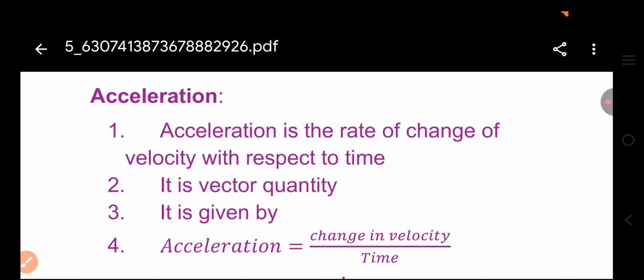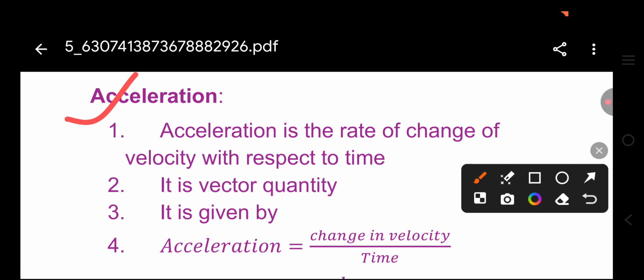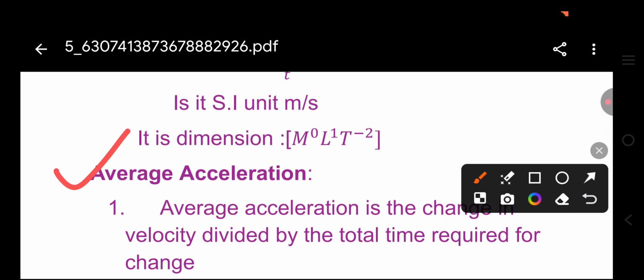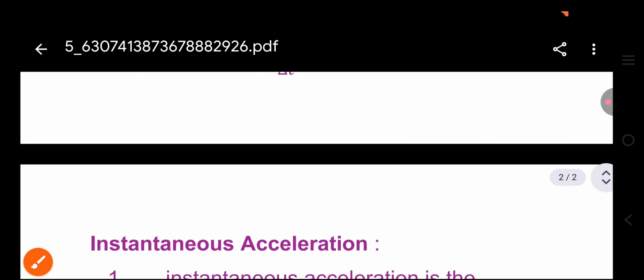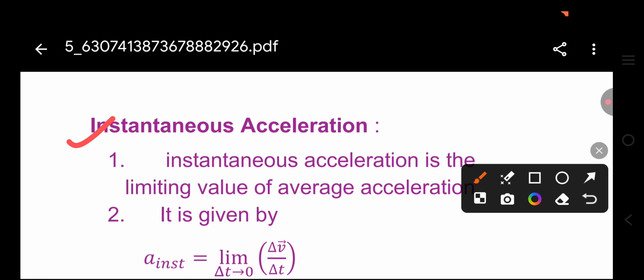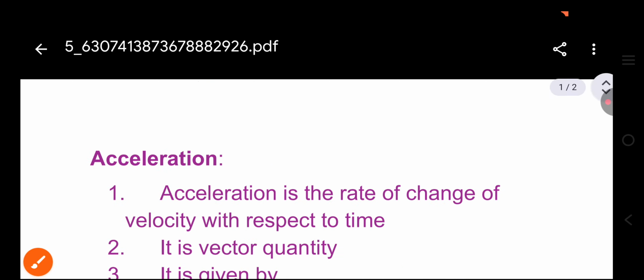तर आज आपण क्लास 11th यामधील मोशन इन प्लेन यामधील ॲक्सेलरेशन, त्यानंतर ॲव्हरेज ॲक्सेलरेशन अँड इन्स्टंटेनियस ॲक्सेलरेशन हे तीन कन्सेप्ट पाहणार आहोत.